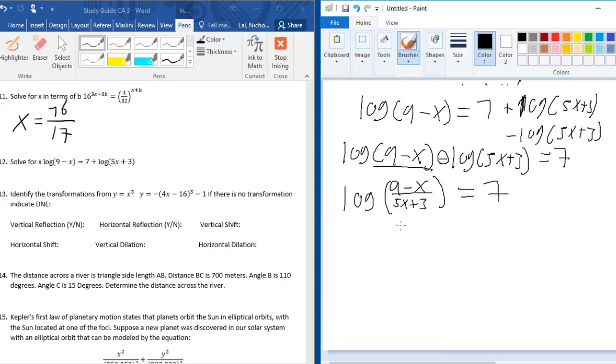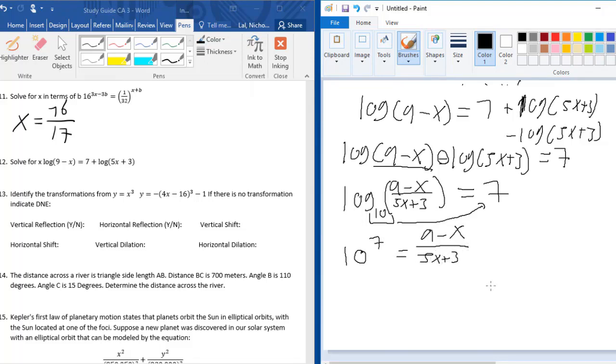I have to know that a common logarithm is log base 10. And in order to get my x terms out of the input term for the logarithm, I'm going to have to convert that logarithm. So the base of the logarithm is 10, the base of my converted exponential function is 10. 10 raised to the 7th power is equal to 9 minus x over 5x plus 3.